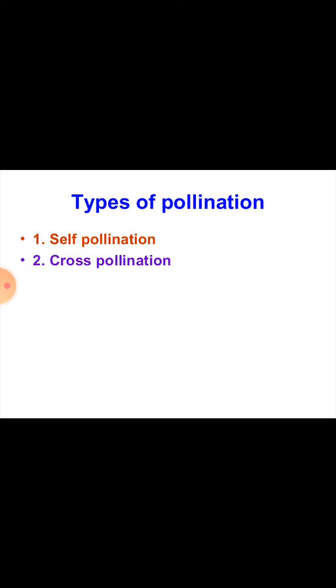Types of pollination. Previously, I explained in detail self-pollination and cross-pollination. Transfer of pollen grains onto the stigma of the same flower is called self-pollination. Transfer of pollen grains onto the stigma of a different flower is called cross-pollination.